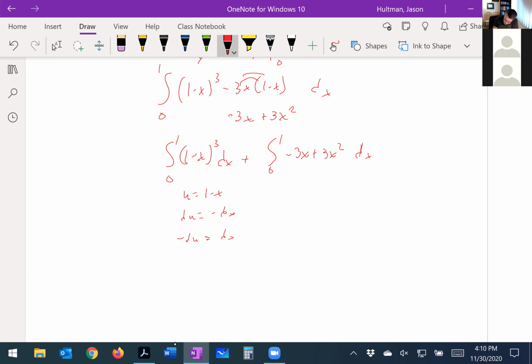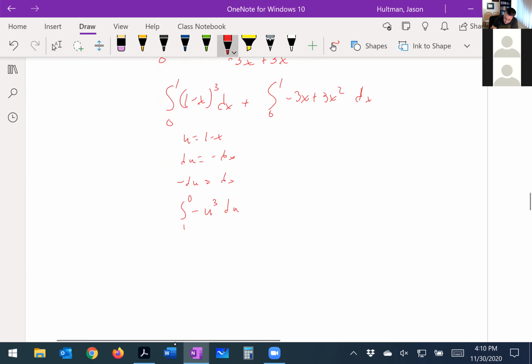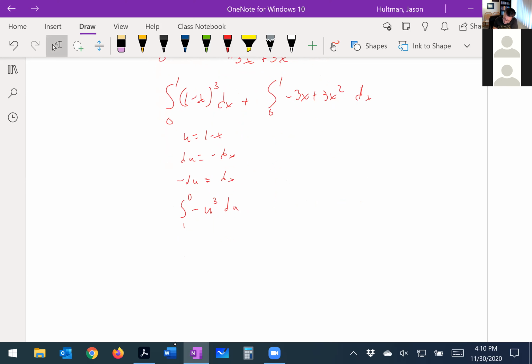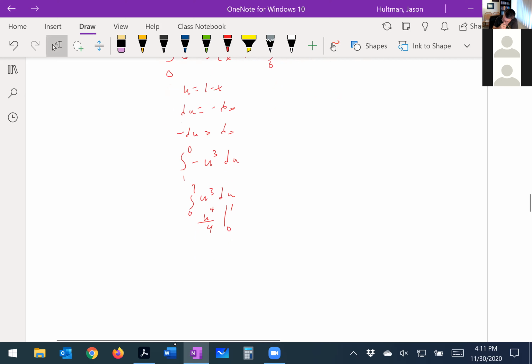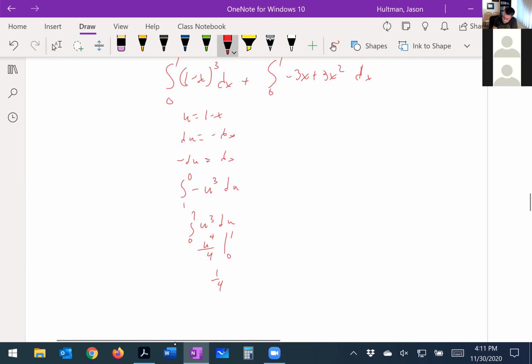You could redo the limits of integration if you really wanted to. It's going to get reversed though. This is going to be 1 and 0. That's going to make this a negative u cubed du. If I were to reverse the limits, I'd get rid of that negative. So this is just u to the 4th over 4, evaluated from 0 to 1, which is just 1/4. So positive 1/4 for that.